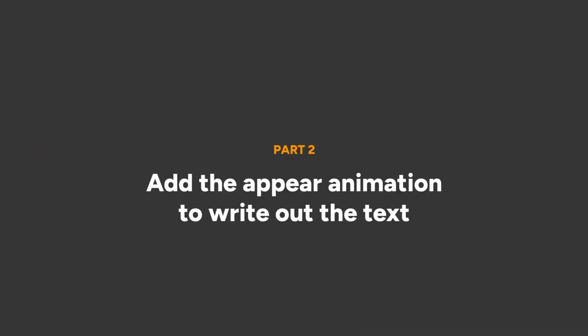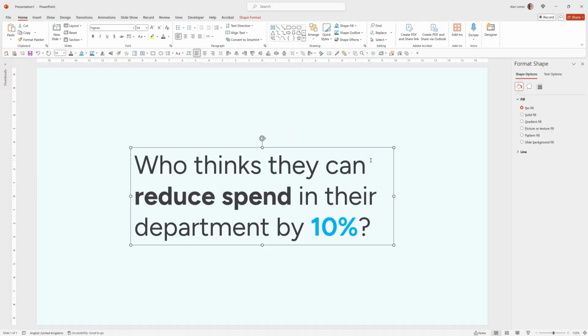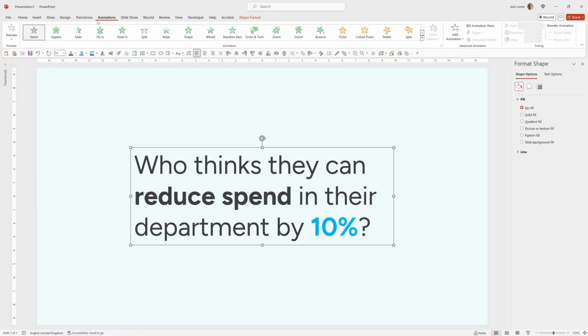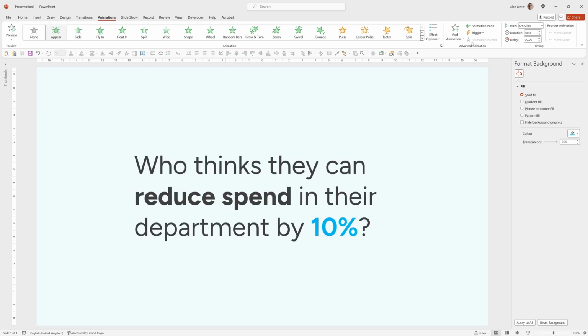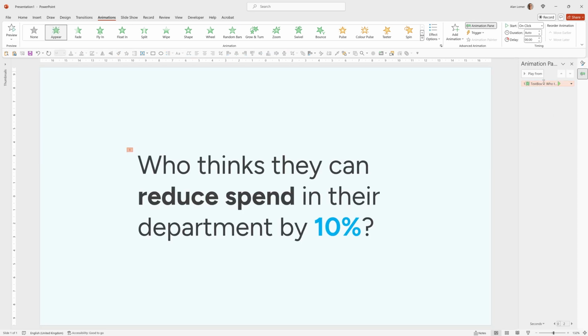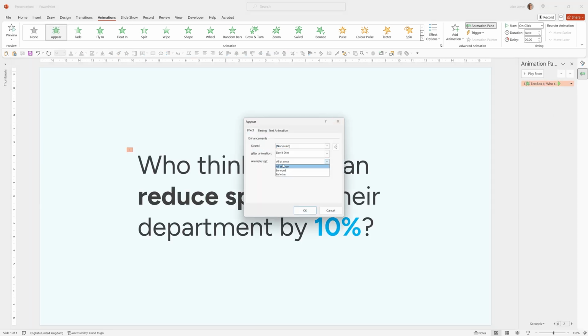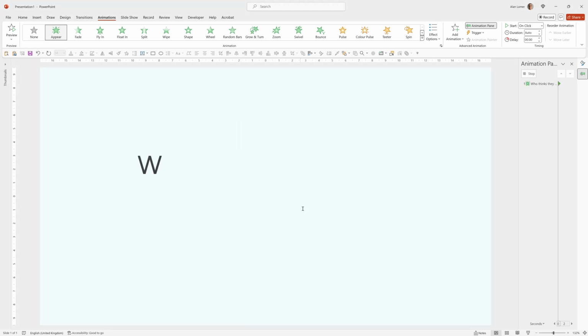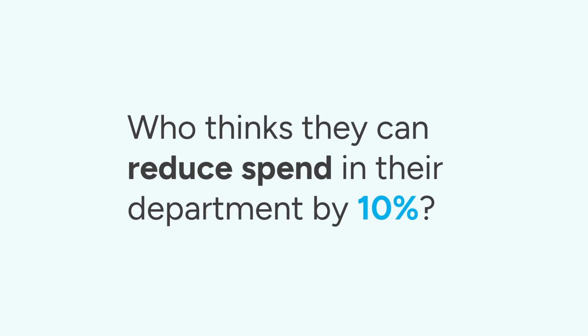Now let's quickly add the animation to get it to write out in a really nice way. We'll go to animations, we'll choose appear, but the key is to go into the animation pane, double click on this and choose animate text by letter. The default will be very, very slow, so I would recommend something like 0.03 for a nice snappy appearance. That looks good to me.